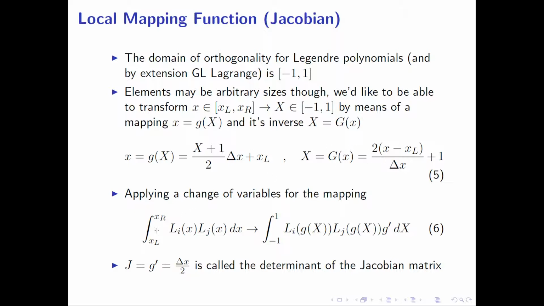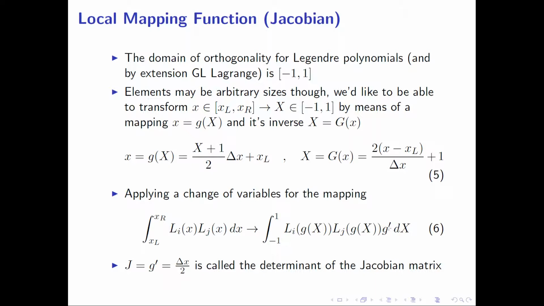So in order to be able to use the domain of orthogonality, we can apply a change of variables to accommodate for the mapping. So here we have some inner product of two Lagrange bases across a domain from xl to xr. We can map this to our computational domain over the explicit domain of orthogonality. However, in order to do so means we're going to have to introduce an additional term.